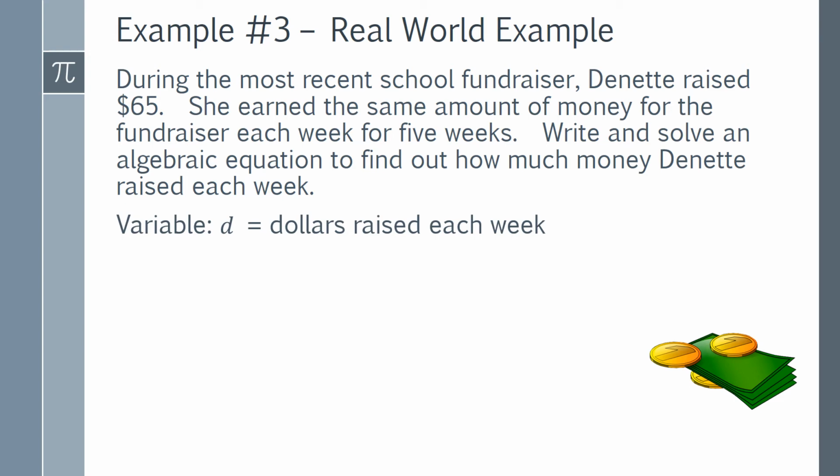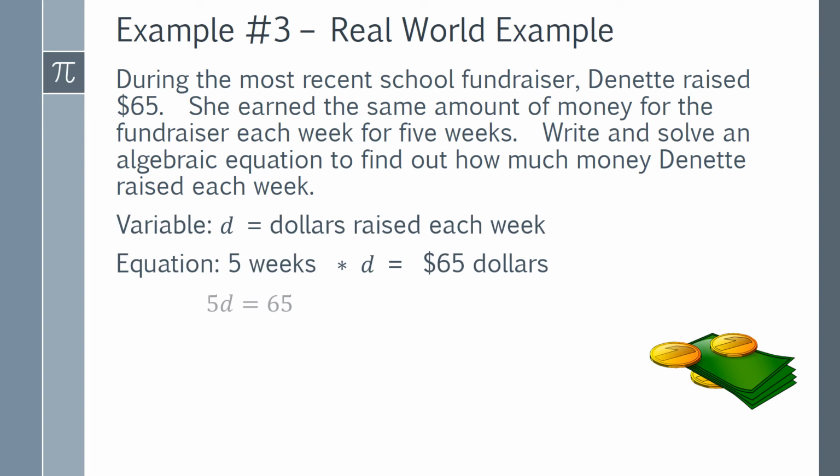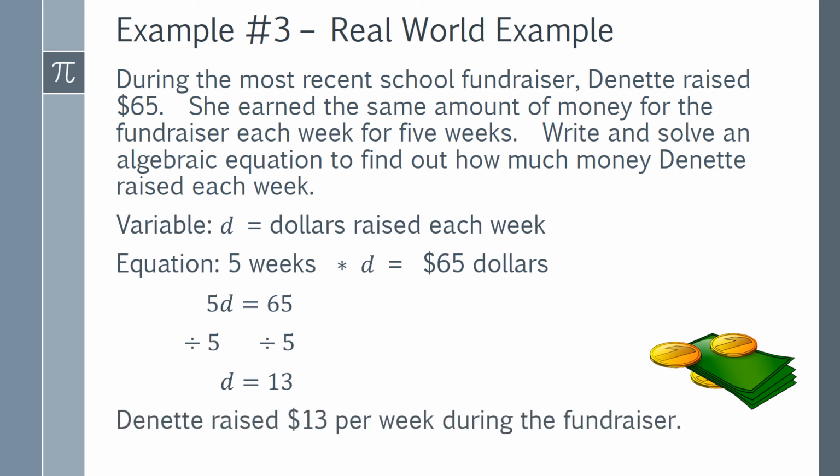Next, we will write our equation. 5 weeks times D equals $65. Now that we have the equation, we can solve for D, and then we will know how much money Danette raised each week. So we have 5D equals 65. Remember that the inverse of multiplication is division, so we divide both sides by 5. This leaves us with D equals 13. Danette raised $13 per week during the fundraiser.